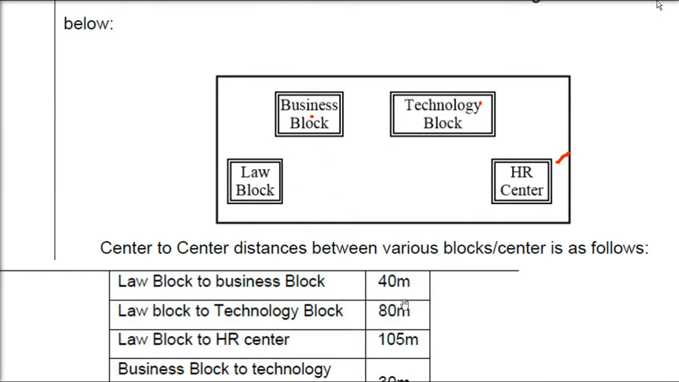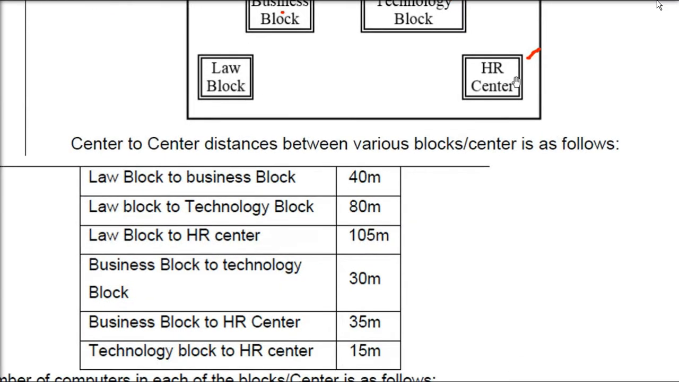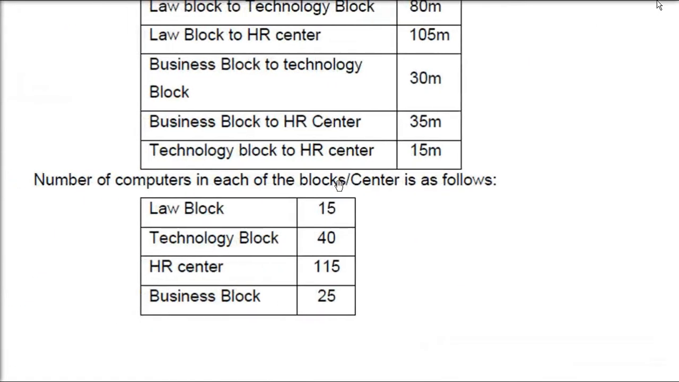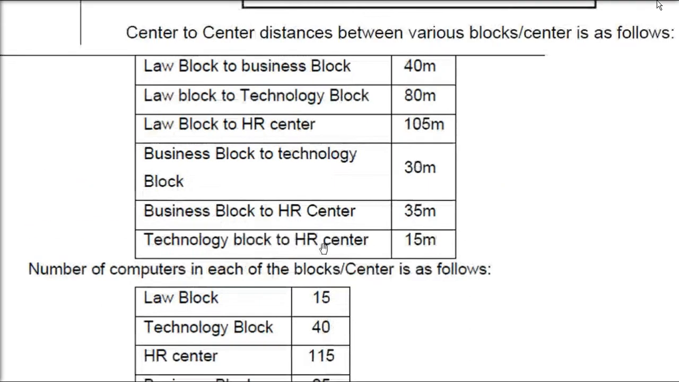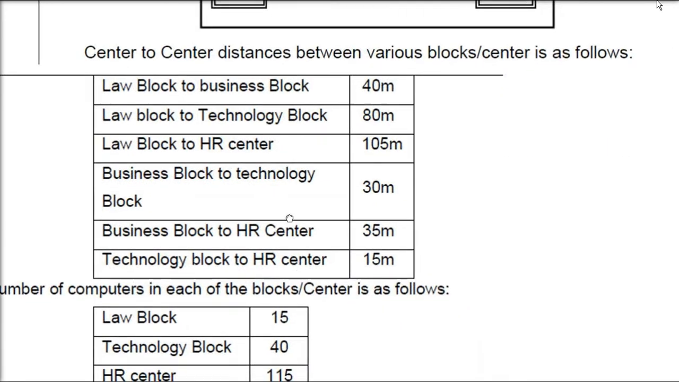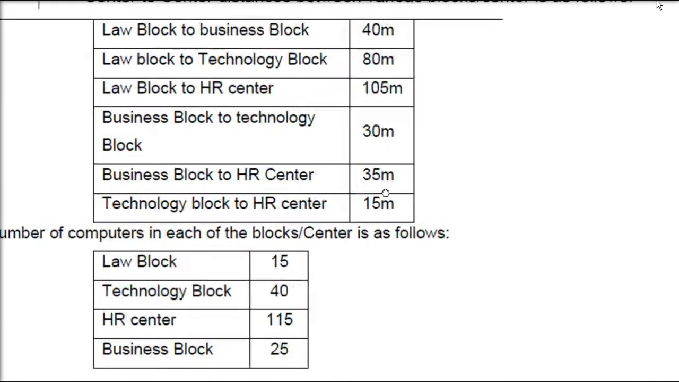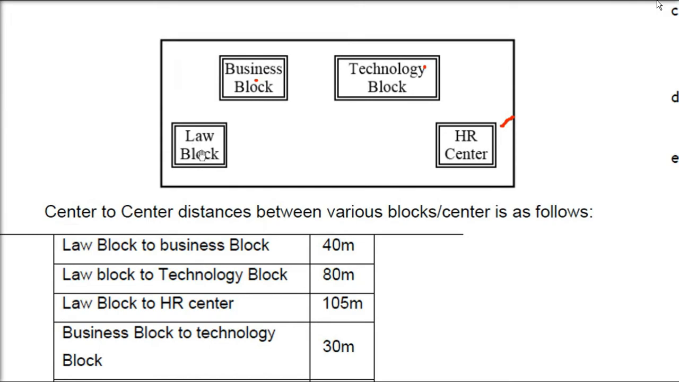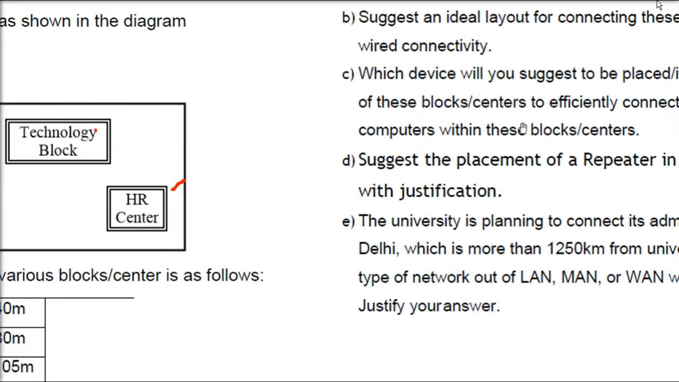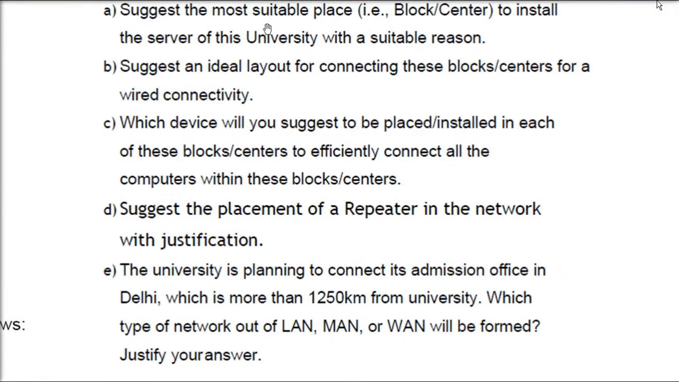Okay, the business block and law block distance is 40 meter. Law block and HR is 105 meter. So distances are given, and the number of computers is also given. The HR center has the highest number, 115 are there. So the law block has the least number of computers. So one by one we'll take.